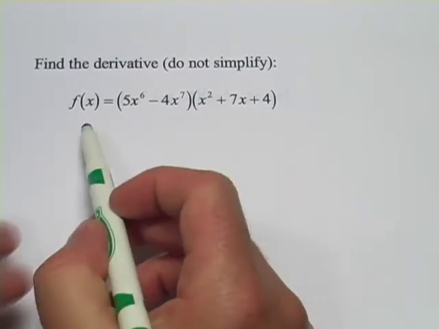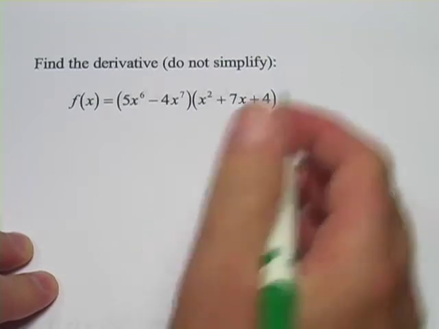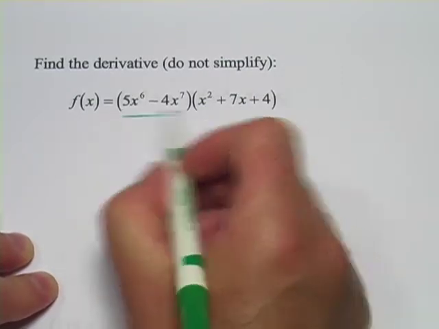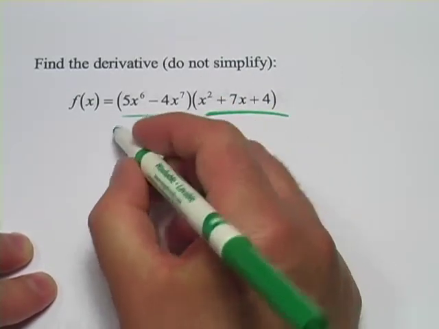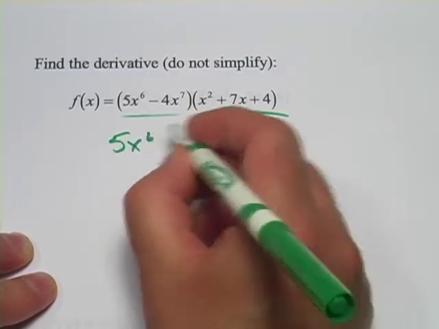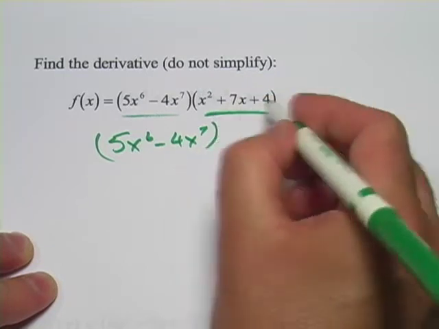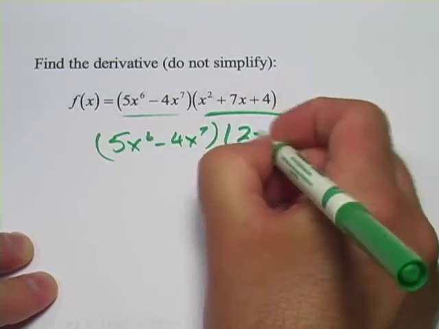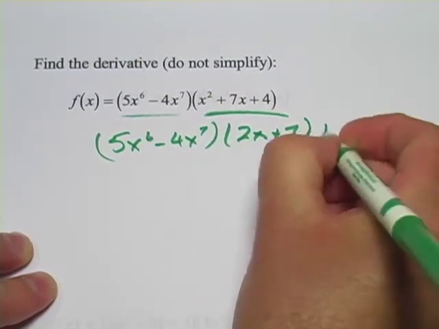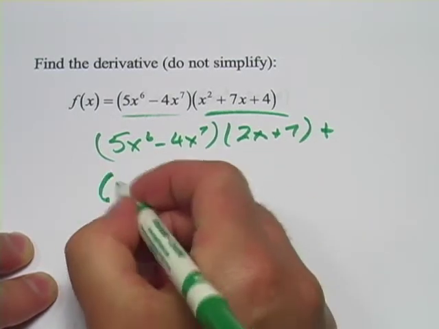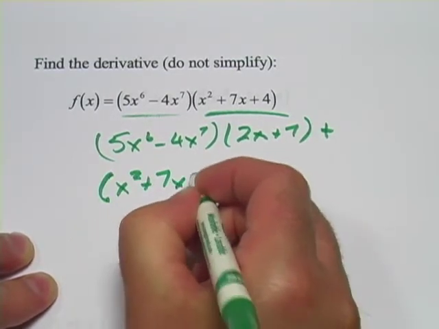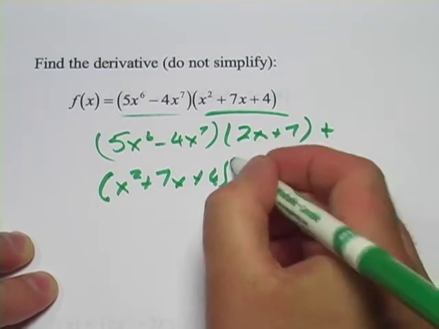So we've got this function right here. We're going to do it again. The first thing times the derivative of the second thing. So we've got 5x to the 6th minus 4x to the 7th times the derivative of the second thing. We've got 2x plus 7. Now the second thing, which is x squared plus 7x plus 4, times the derivative of the first thing.